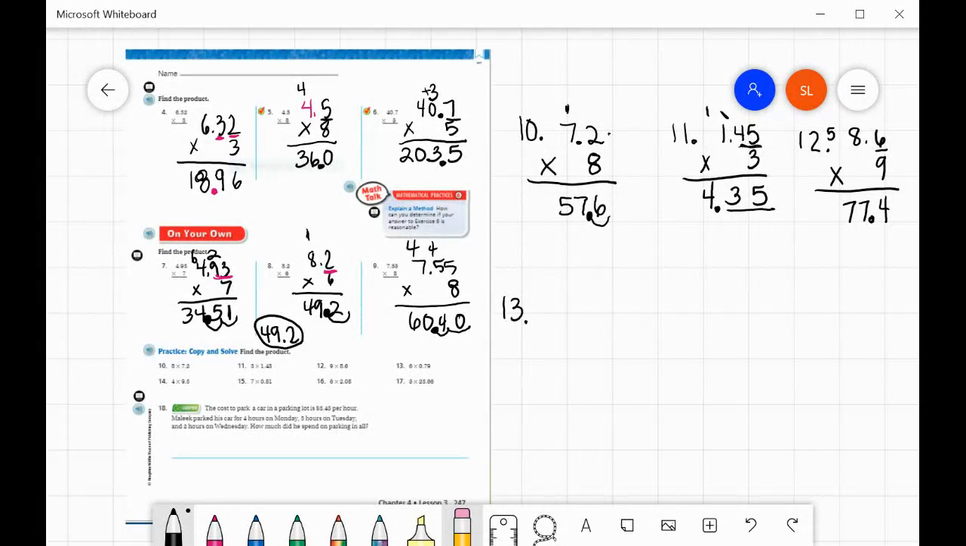All right, 13 is 6. Oh, it's not 6. Sorry, my eyes are bad. It's 0.79 times 6. You can put the 0 in front of there, but you don't have to. So 9 times 6 is 54. Carry the 5. 6 times 7 is 42, plus 5 is 47. And then we go 2 past the decimal. Our answer is 4.74.